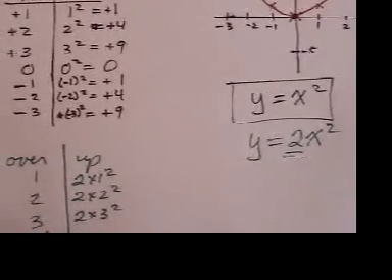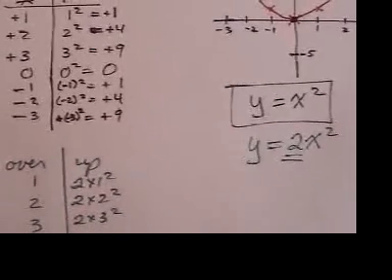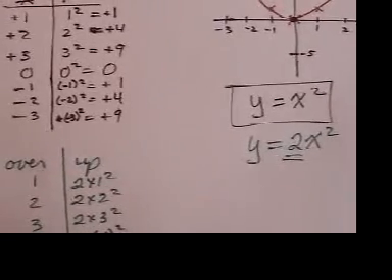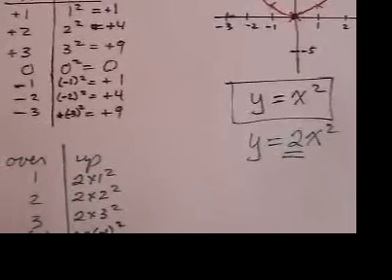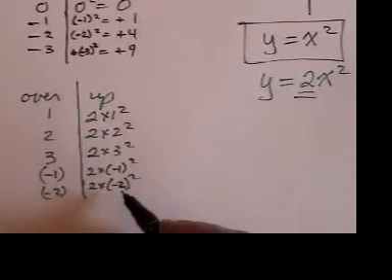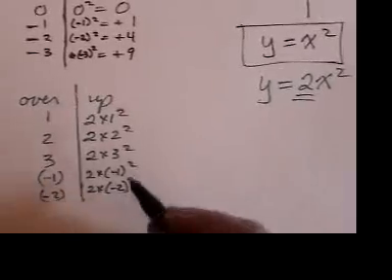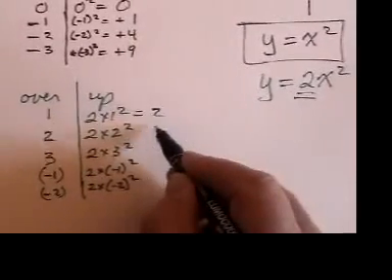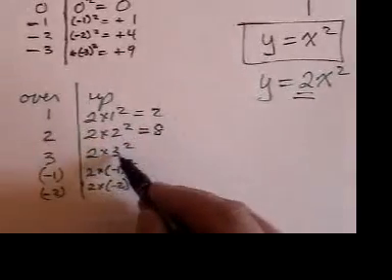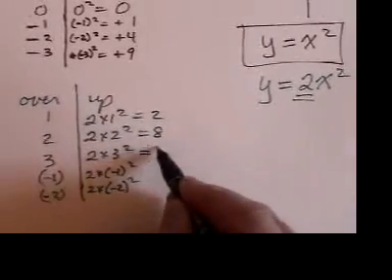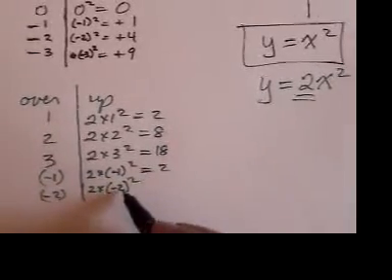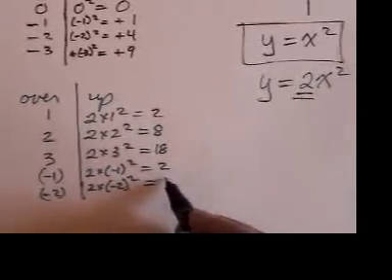If we're going to the left, then it'll be 2 times negative 1 squared, 2 times negative 2 squared, etc. And because a negative squared is the same as a positive squared, this gives us up 2, up 8. Remember to do 2 squared first. 3 squared is 9 doubled. Negative 2 squared is 4 doubled.